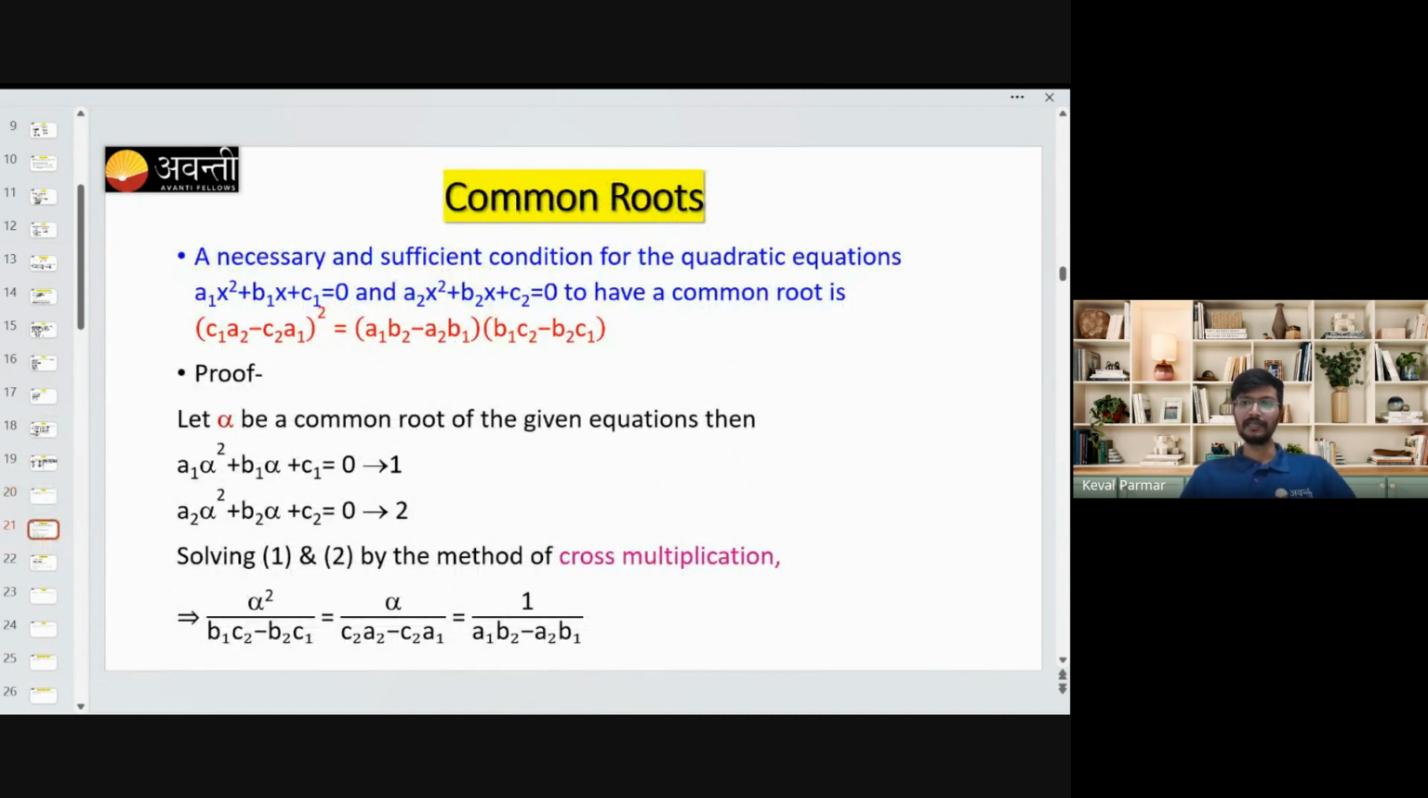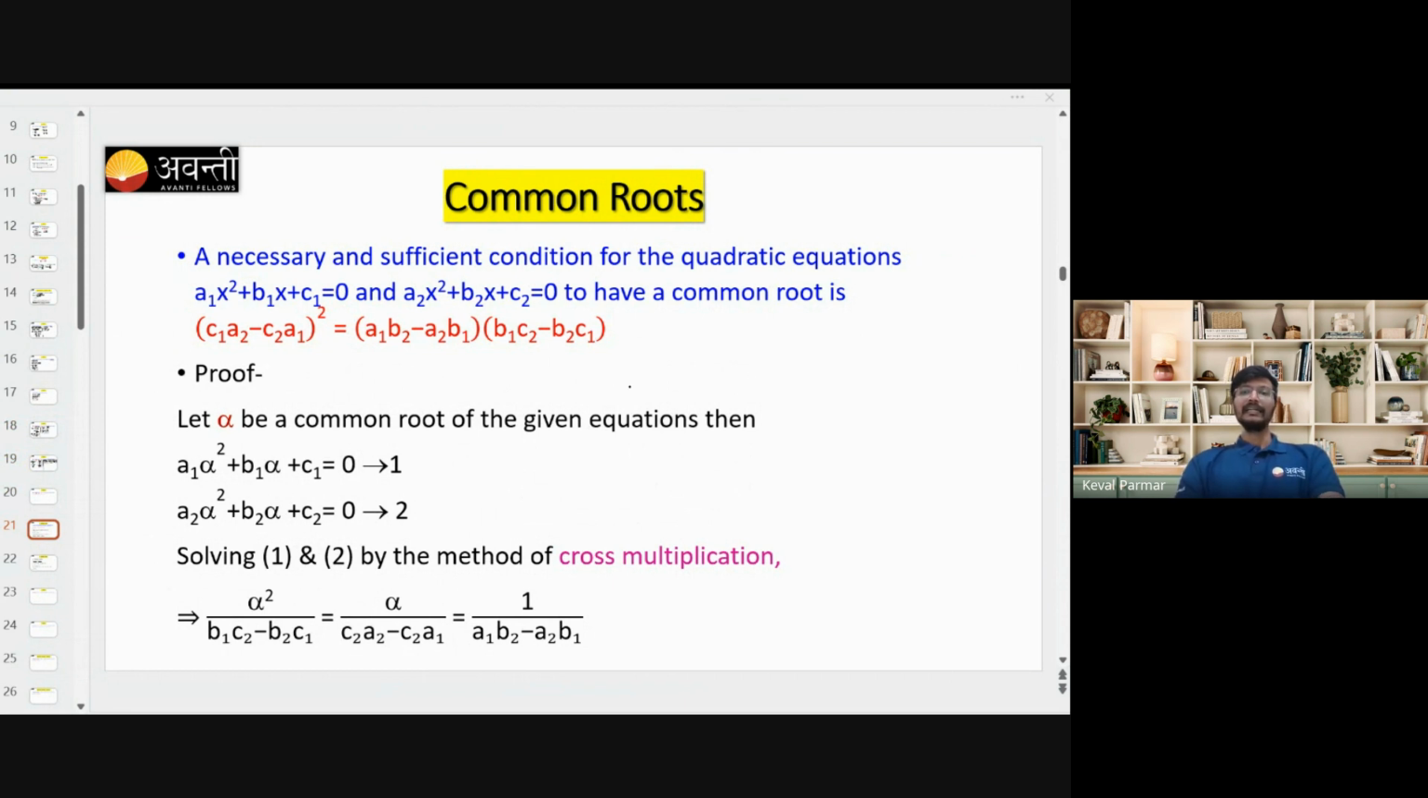Common roots. This is the last concept for today because by then we will be reaching our time limit. So yeah, guys, common roots. Now, if I have been given two quadratic equations, both of them will have their own roots. That means each of them will have two roots. Correct? Out of those two roots for each of them, one of the roots can be common.